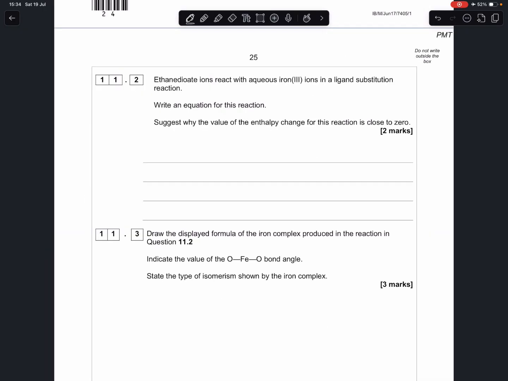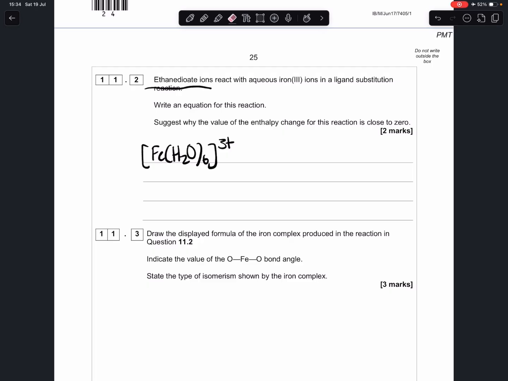Ethanedioate ions react with aqueous iron ions in a ligand substitution reaction. Write an equation for this reaction and suggest why the value of the enthalpy change for this reaction is close to 0. So we need to look at what we've got. We've got iron, and it's in the 3+ oxidation state, and it's aqueous. So that is going to be Fe(H2O)6 3+. Because it's aqueous, it's hexa-aqua coordinated.